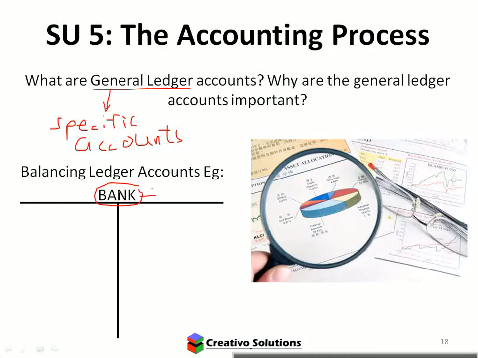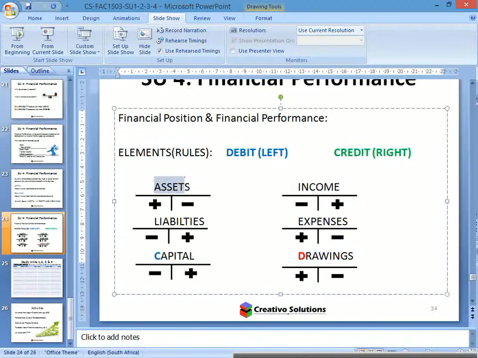Does bank have an element? Yes, it's an asset. So that's the difference between the account and the element. The element is more high level, because all accounts are one of the elements. Every single account that you will ever see will be one of these six, and that's it. These are the only six.